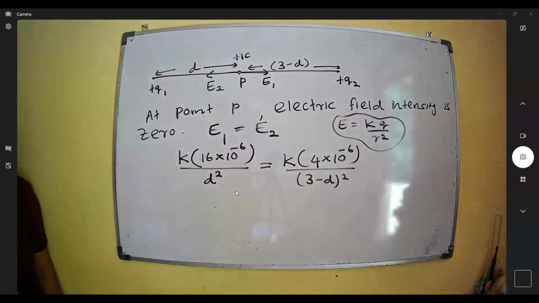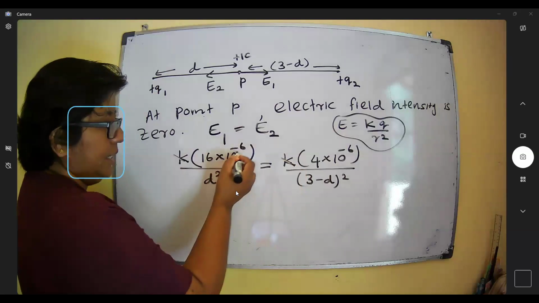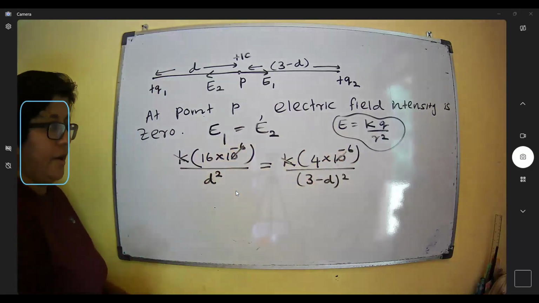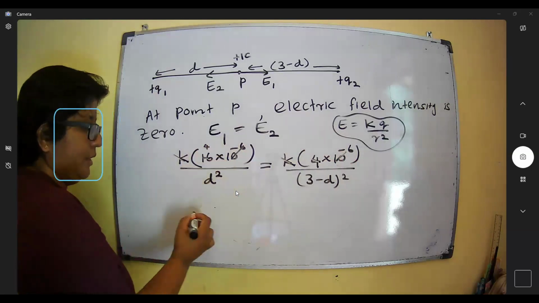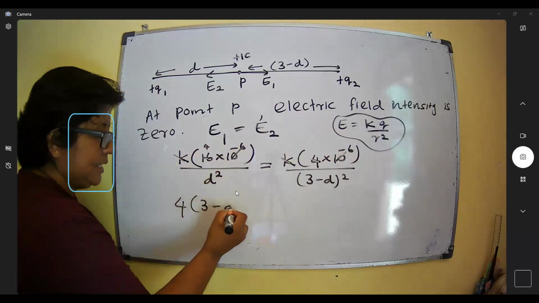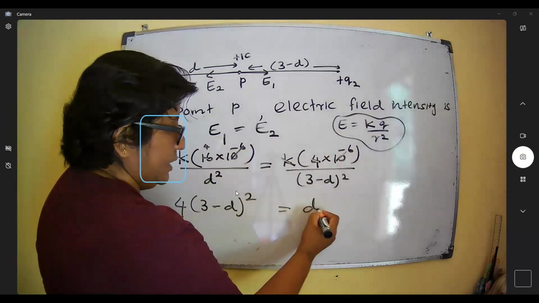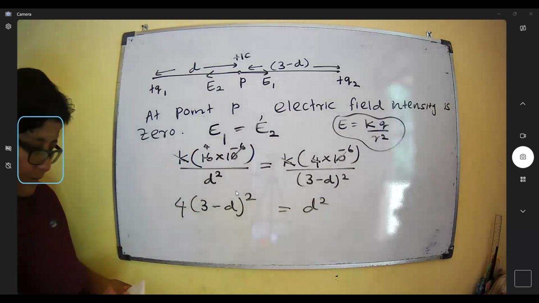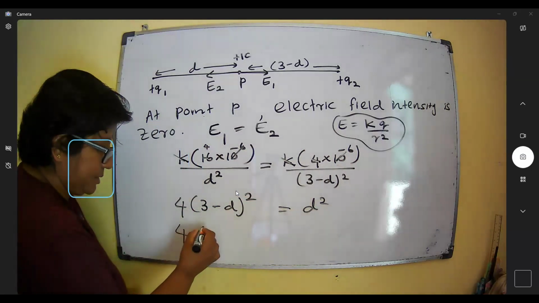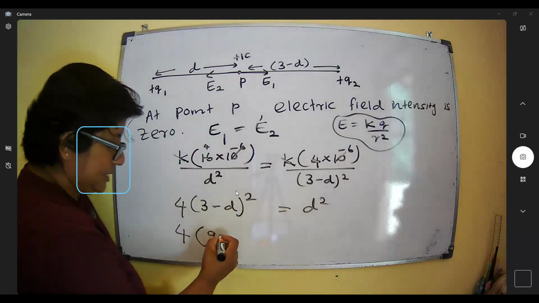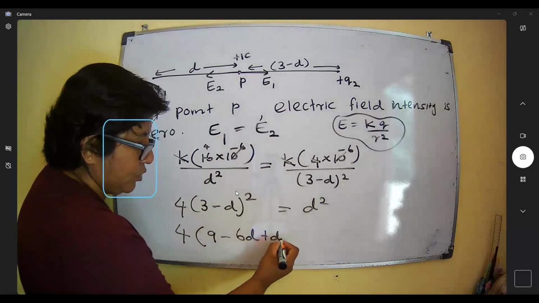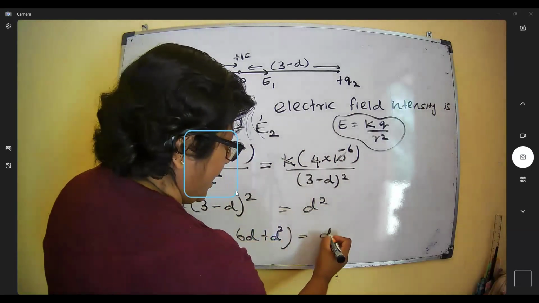Right? Then electric field intensity should be equal at that point. The electric field intensity 0 means E1 should be equal E2. Now we can calculate the D value, right? K also cancels out, 10 minus 6 cancels out. And 4, here 4. Then 4 times 3 minus D squared should be equal D squared. This is the quadratic equation. So we can take 4 times 9 minus 6D plus D squared equal, on the other hand, D squared.